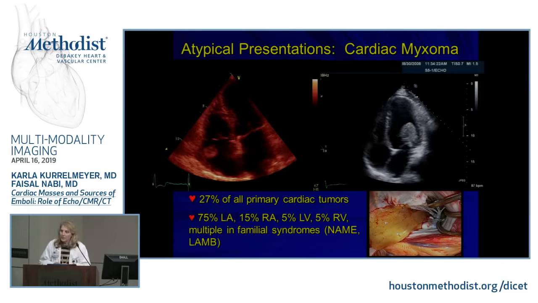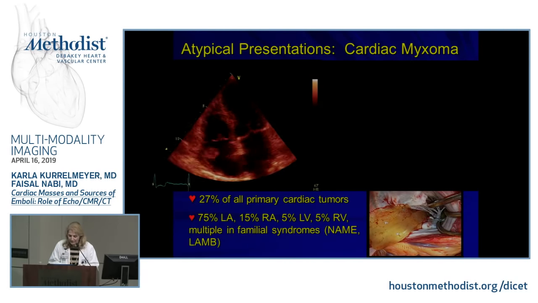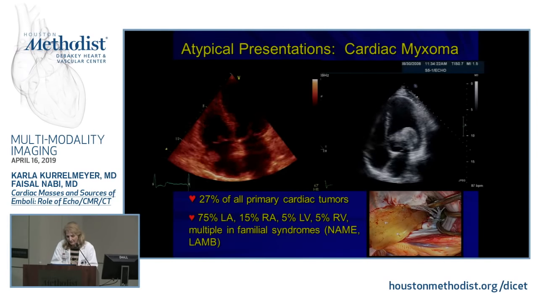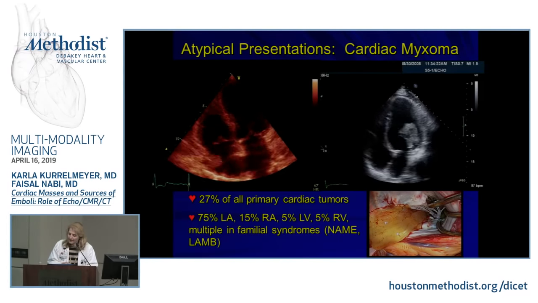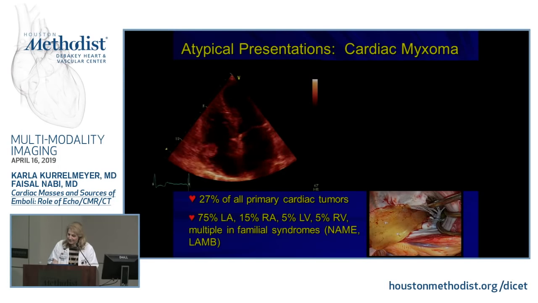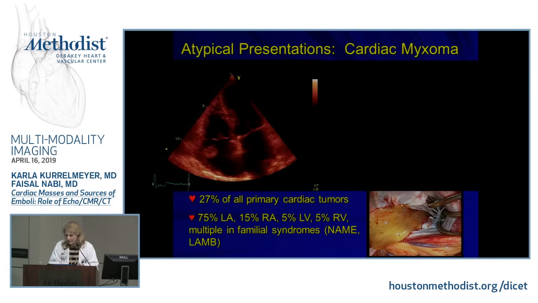So I put this up here just to remind us that myxomas, not frequently, but you can see atypical presentations. Most of the time, 75% of the time, they are in the left atrium. But 15% of the time, you'll see them in the right atrium, as in the upper left-hand panel. 5% of the time, you'll see them in the LV, as in the upper right-hand panel. And this one in the LV had a very irregular appearance. We didn't think that was going to be a myxoma. But there's the surgical specimen down below, and that's exactly what the path showed us. And it can be multiple if you have familial syndromes like NAME or LAMB.